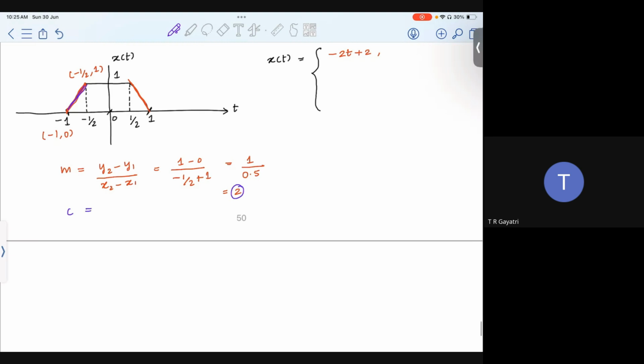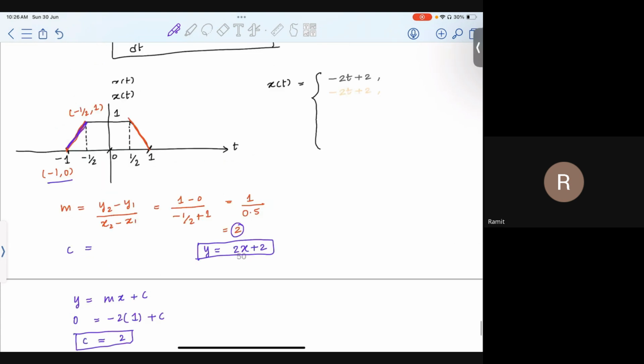And how do we calculate the y-intercept, guys? By putting the values of x and y in the equation y is equal to mx plus c. Let me take the point minus 1, 0. So 0 is equal to 2 times minus 1 plus c, and hence my c is 2. So that is my y-intercept. For this line, y is simply 2 times x plus 2.